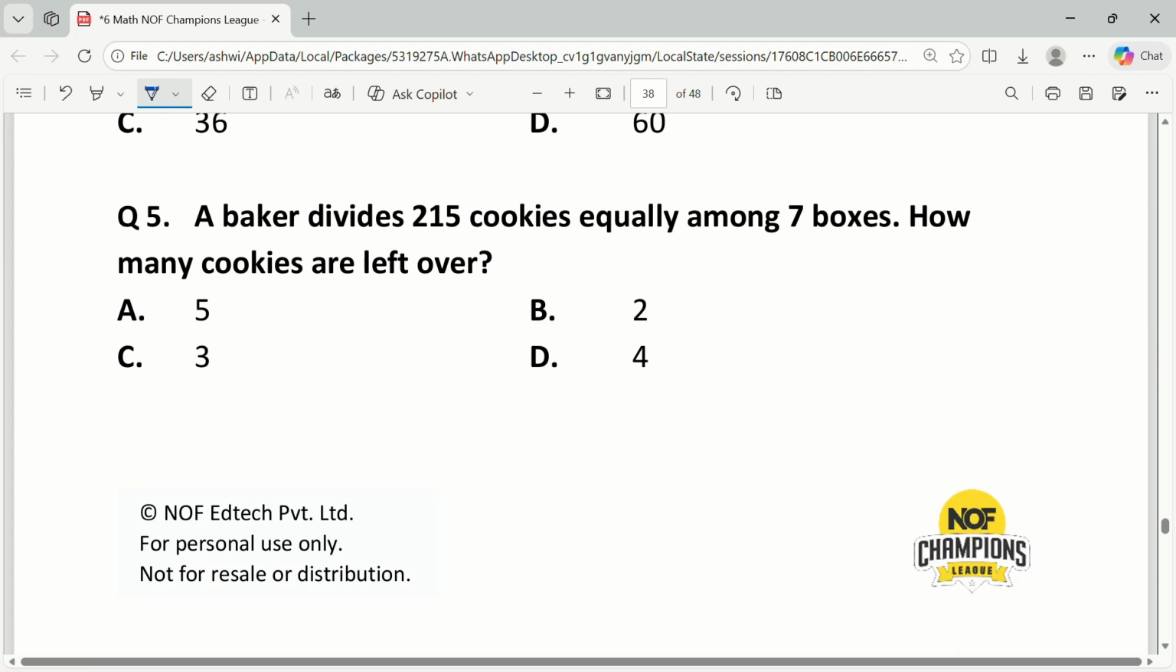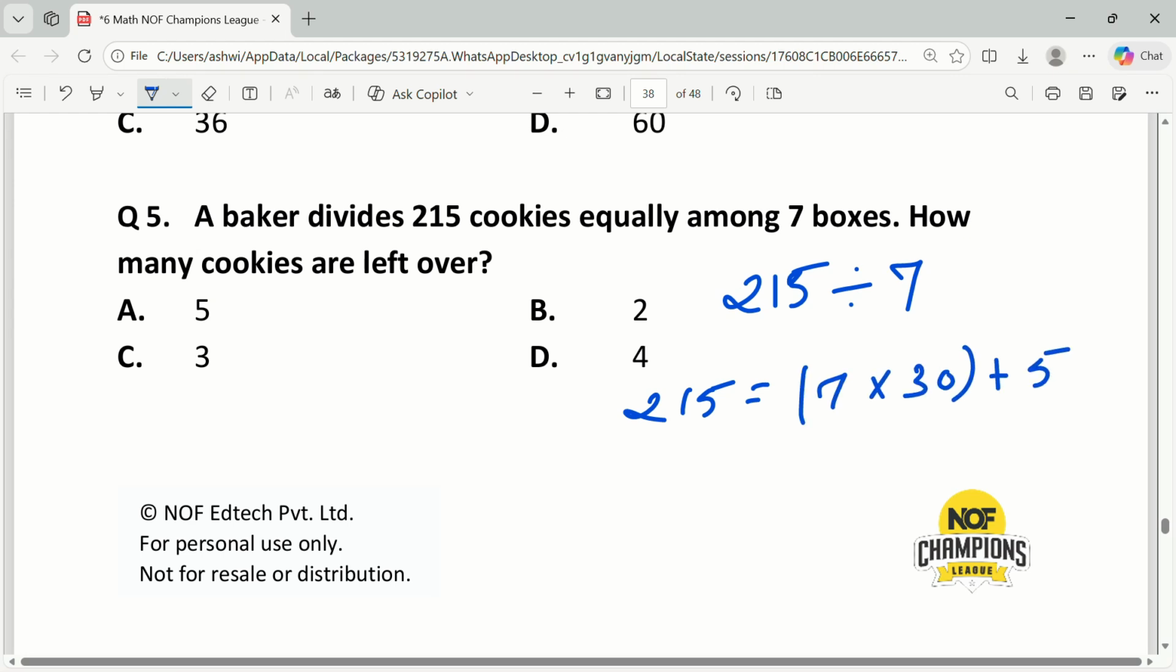Question 5. A baker divides 125 cookies equally among 7 boxes. How many cookies are left over? The number of cookies left over is the remainder of division of 215 by 7. That is 215 divided by 7, which makes 215 equal to 7 into 30 plus 5. The quotient is 30 and the remainder is 5. Comparing with the options, the answer is A, 5.